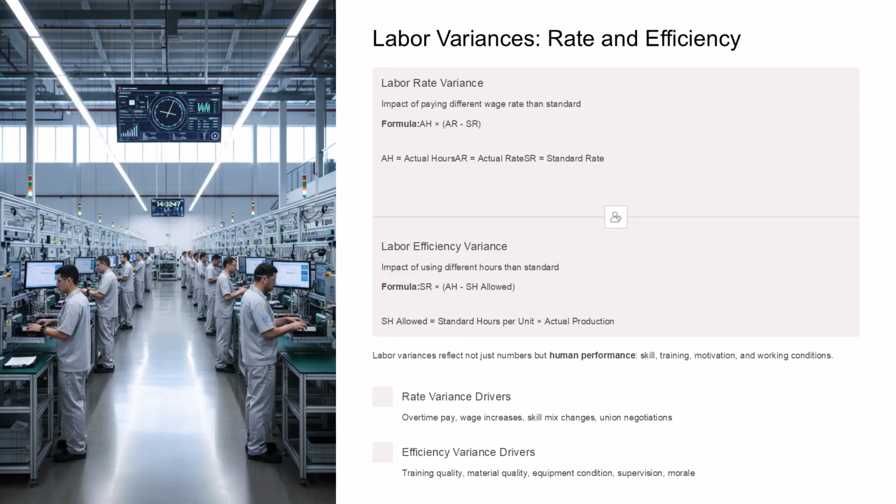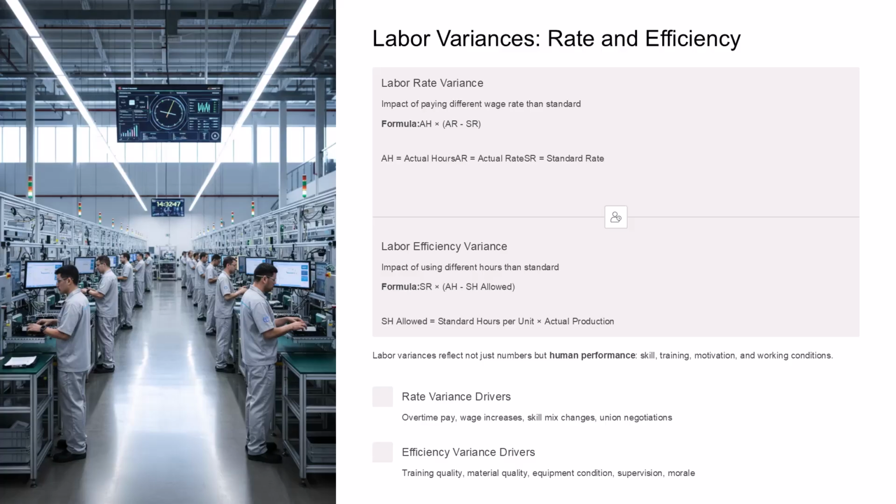Labor variances, rate and efficiency dimensions. Labor variances work conceptually just like materials variances, but with terminology and focus that reflects human work instead of physical inputs. The two labor variances are the labor rate variance and the labor efficiency variance. The labor rate variance measures the impact of paying a different wage rate than standard. The labor efficiency variance measures the impact of using a different number of hours than standard to produce your output. Just like with materials, this separation clarifies accountability and focuses investigation.